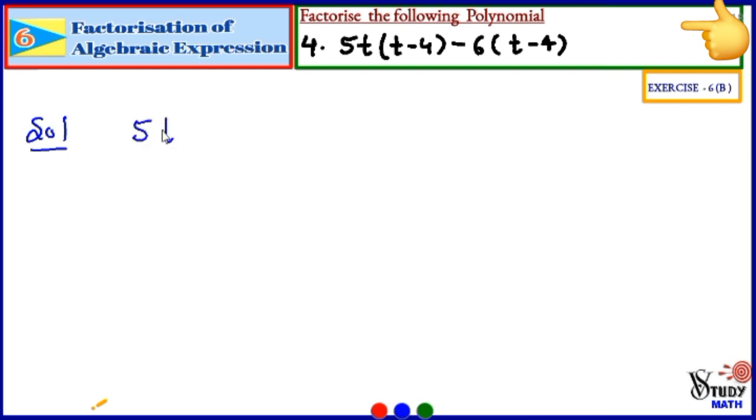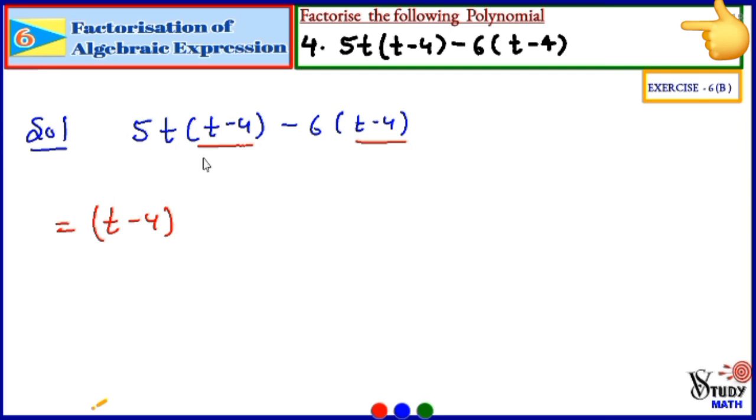You have 5t(t - 4) - 6(t - 4). Now you can see t - 4 and t - 4, these binomials are common in both the terms. So we take out t - 4 as common. So my dear students, from 5t multiplied by (t - 4), we take t - 4 as common.